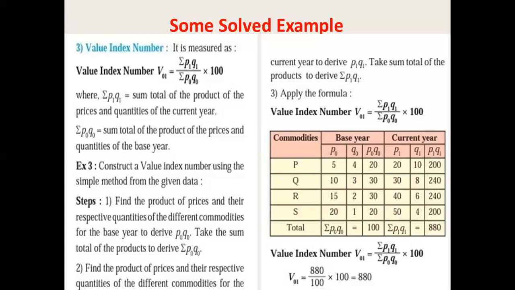I think you have better understood these 3 types of index number. Basically, there are 2 major types: the simple index number and the weighted index number. In the simple index number, there are 3 methods. First is the price index number, second is the quantity index number, and third is the value index number. So students, we have completed the steps of the 3 methods related to the simple index number. I think you have understood that part.